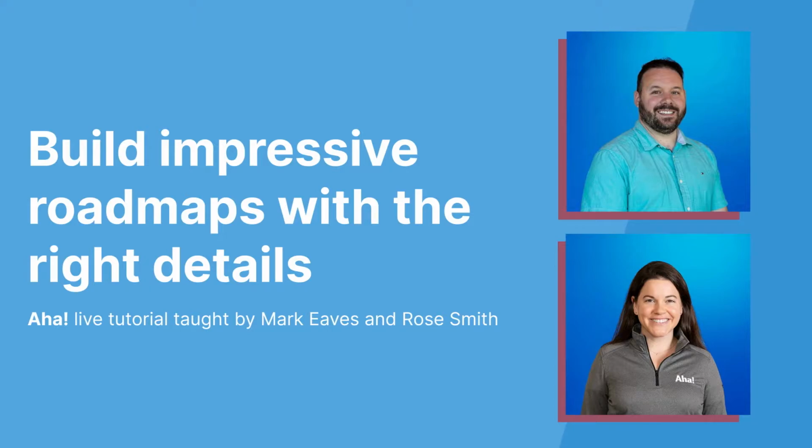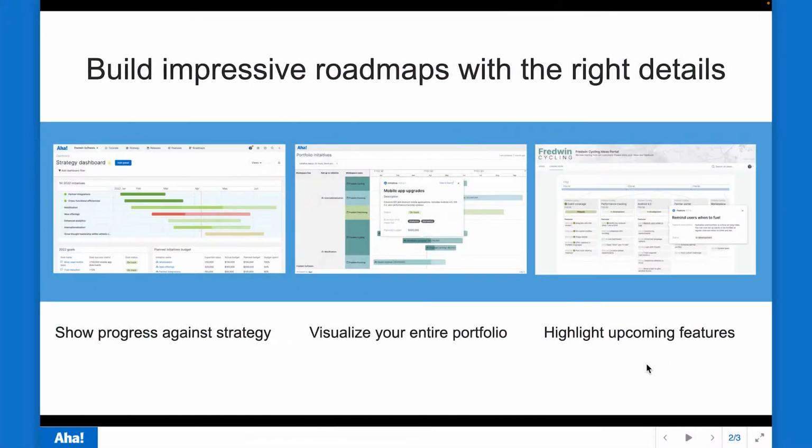Today we're talking about how to build impressive roadmaps with the right details. And a key word to emphasize within this topic is that it's roadmaps with an S, as in plural, and that acknowledges that product teams need to communicate their plans to multiple different audiences across the entire product development process, which implies different types of roadmaps with varying levels of detail.